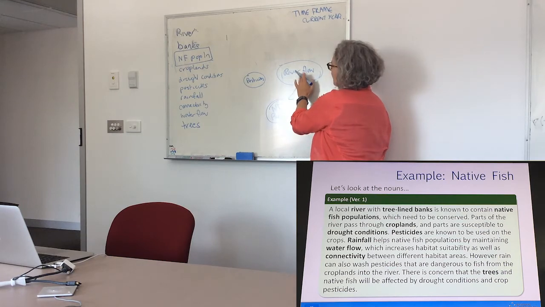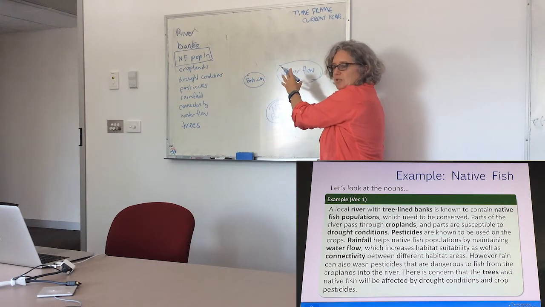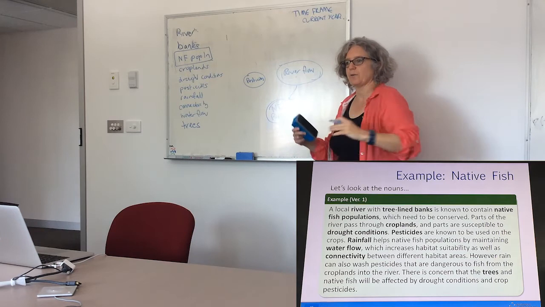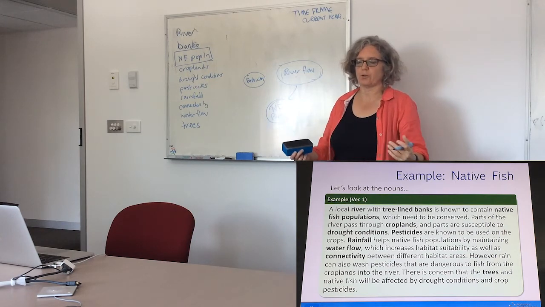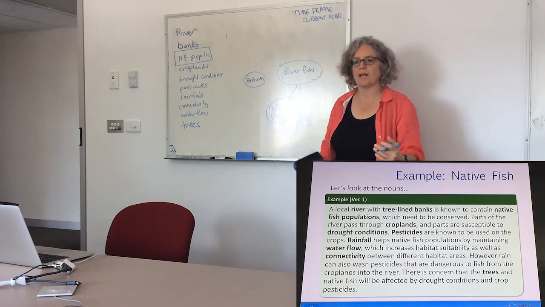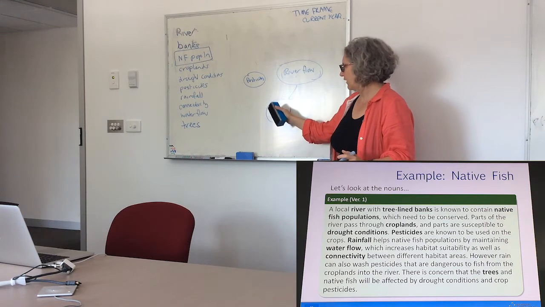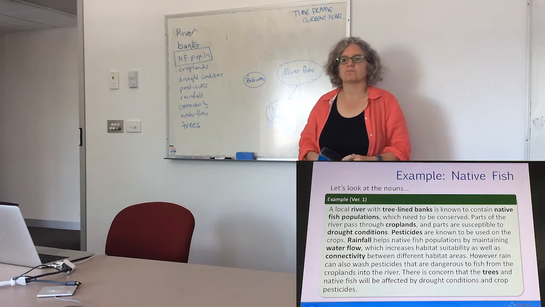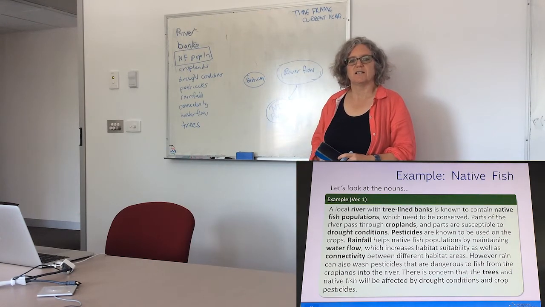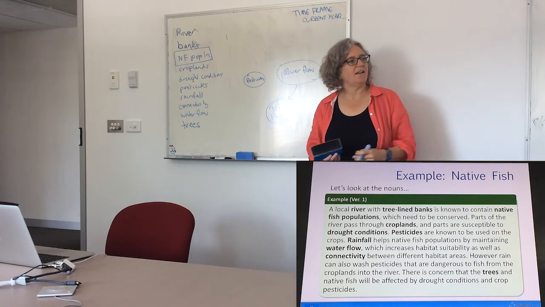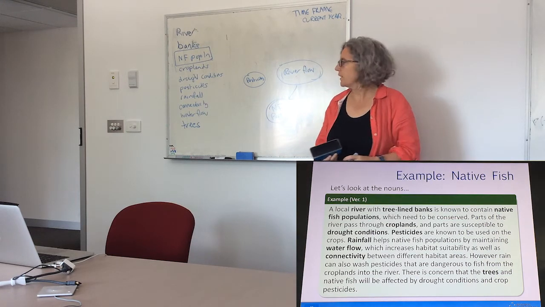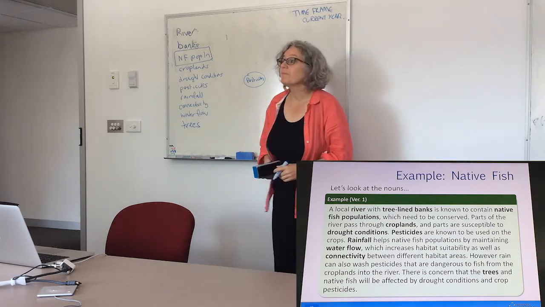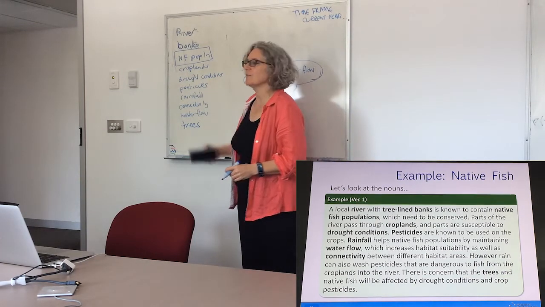Okay, so if this is good, if there's got that right combination of features, then the fish will do well, and if we start having not enough water or not enough connectivity, they don't breed properly, they don't move around, they can't do what they need to do, and they'll start dropping off. Yep. What about pesticides? We think we've got in here that they'll be affected by drought conditions and crop pesticides. I'm told they're bad. Yeah, so pesticides are bad.